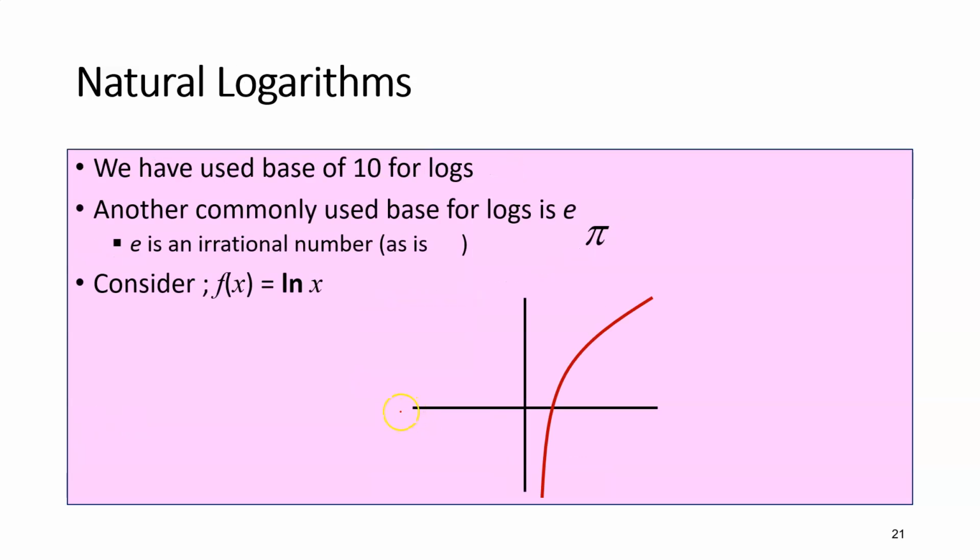This one is for natural logarithms. We have used base 10 for log. Another commonly used base for log is e. Okay? e is an irrational number. Irrational number maksudnya yang tidak boleh ditulis dalam bentuk pecahan. Okay, as is pi. Okay, sorry, this one should be in here. Lari sedikit. As is pi. Okay, consider f(x) equal to ln x. So this is how the graph of ln x looks like.